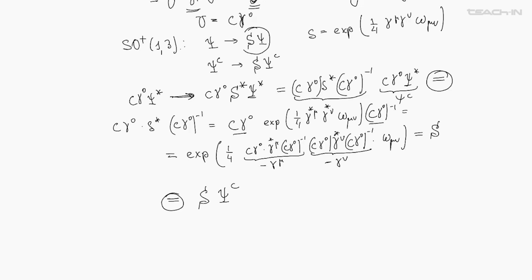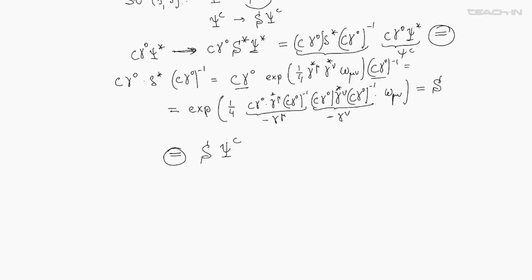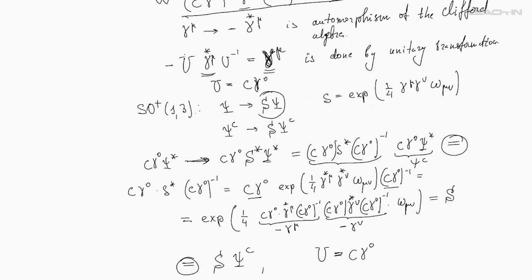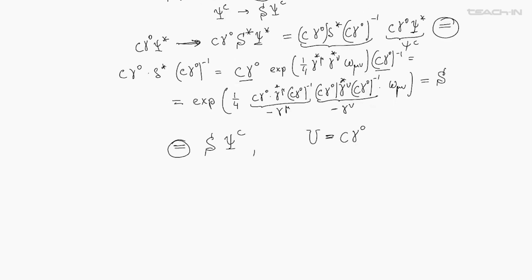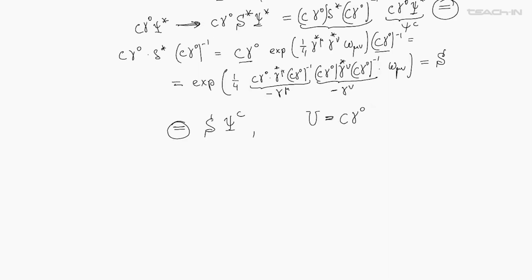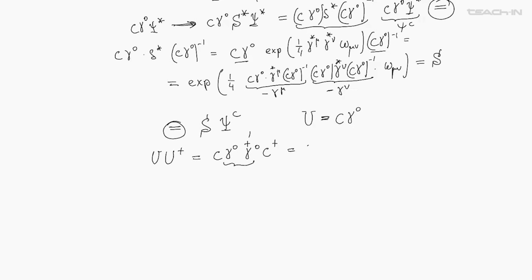Moreover, as I said, if you introduce U as C gamma 0, then it's natural to require that this transformation U is unitary, because the equivalence of gamma matrices gamma mu and minus gamma mu star will then be a unitary equivalence of two representations of the Clifford algebra. And this requirement amounts to the following. If I take U dagger U and require that this is 1, then I get C gamma 0 gamma 0 dagger C dagger. But gamma 0 is a Hermitian matrix, and therefore here I will get simply C C dagger, and this must be equal to 1. So matrix C itself must be unitary.